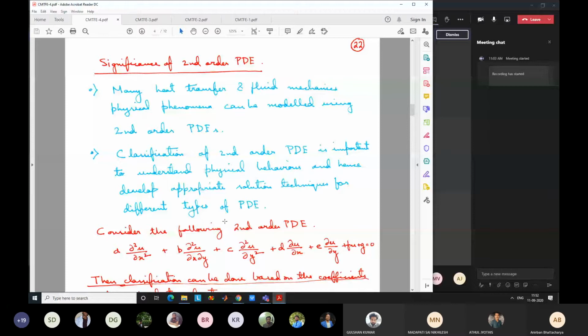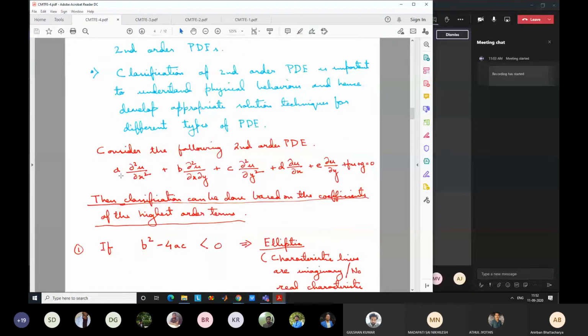So let us consider the generalized form of the second order PD. A uxx. So uxx you remember is del square u del x square plus b del square u del x del y plus c del square u del y square plus d del u del x plus e del u del y plus f u plus g equal to 0. This is the most generalized form. Okay, you can put all the terms in this form. So you can have three types of highest order terms, either only dependent on x, only dependent on y, means the derivatives, or the mixed derivatives del x del y.